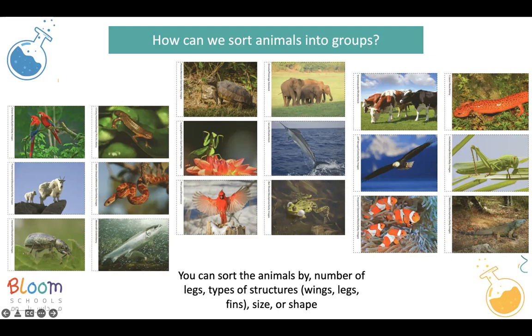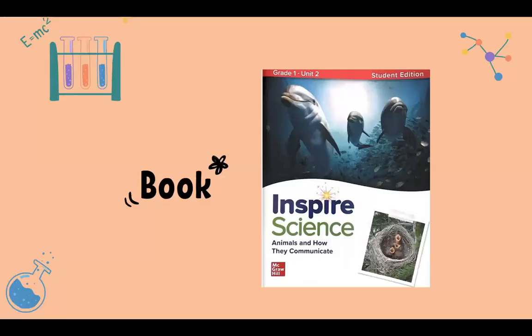We also have fish. This is a fish. And this is a fish. We have insects. This is an insect. This is an insect. And lastly, we have mammals. Mammal, mammal, cows, elephants, goats. So this is how we sorted the animals.